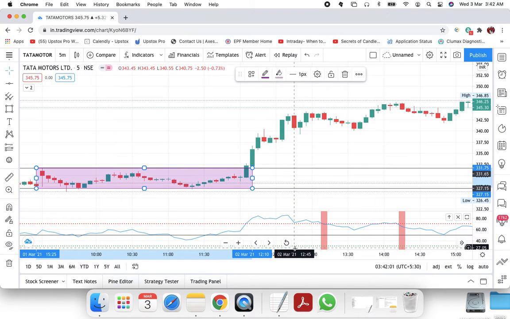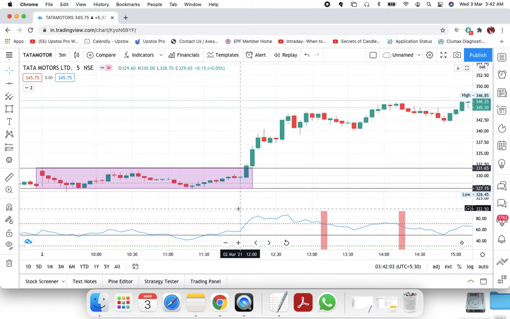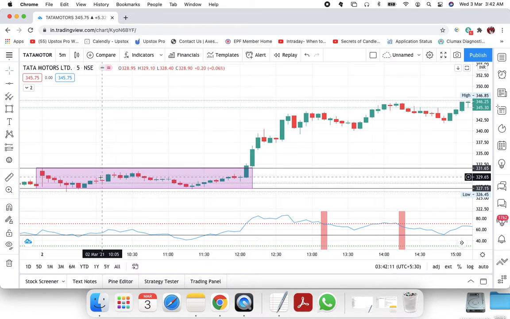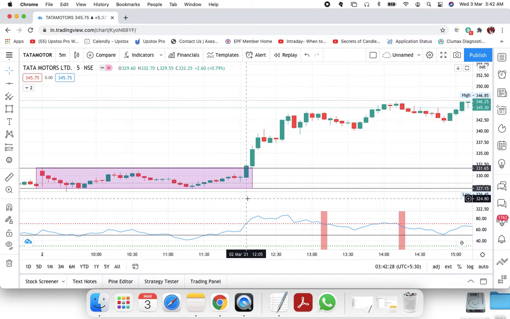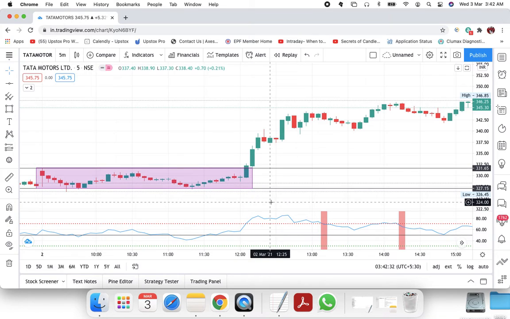So based on that, how do we decide when to enter and when to exit, and what is our stop loss? So as I mentioned, if the range high is broken, then there is a high possibility of uptrend. If the range is broken on the downside, then there is a high possibility of downtrend.